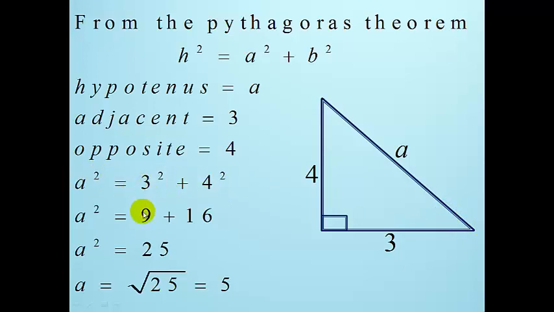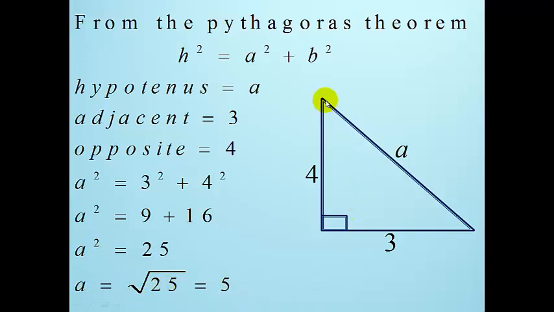Now when we square 3, the answer is 9, and 4 square equals 16. 9 plus 16 equals 25. So if you have A square equals 25 and you are solving for A, you have to take the square root of both sides. When we take the square root of A square, the answer is A, and when we take the square root of 25, the answer is 5.